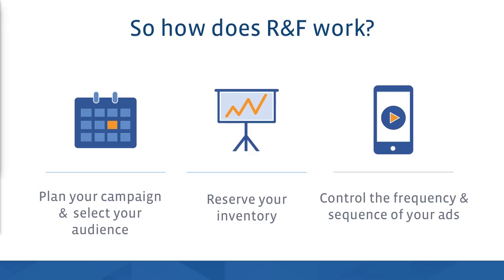So how does reach and frequency work? It allows you to plan your campaign and select your audience and reserve your inventory ahead of time, and it allows you to control the frequency, the pace, and the sequence of your ads.